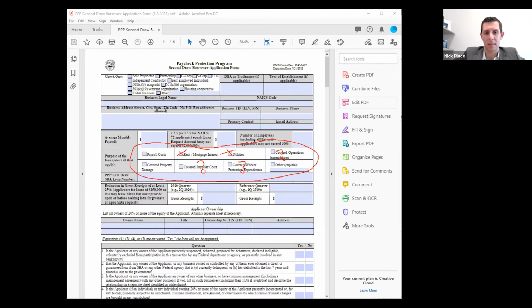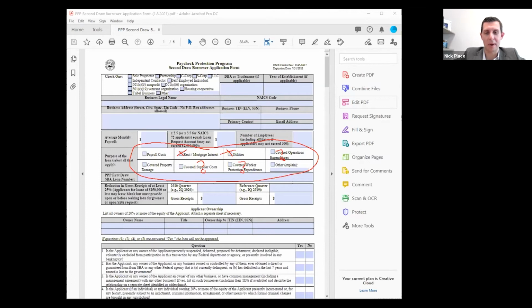If you spent 60% on payroll and then 20% went to rent and mortgage interest, you didn't have anything for utilities, you can still have some other costs that you could have incurred, and you can allocate dollars to that. So if anything, it makes it a bit more confusing because there are a lot more categories. But in the end, it does make it easier for you to be eligible for receiving full forgiveness because it gives you more categories that you could spend dollars on.